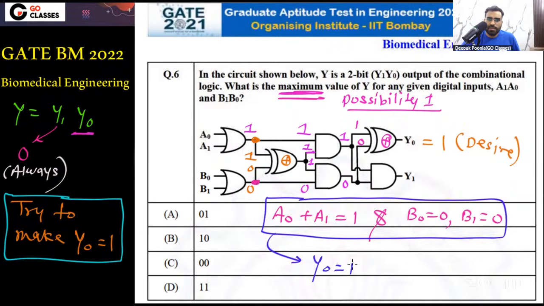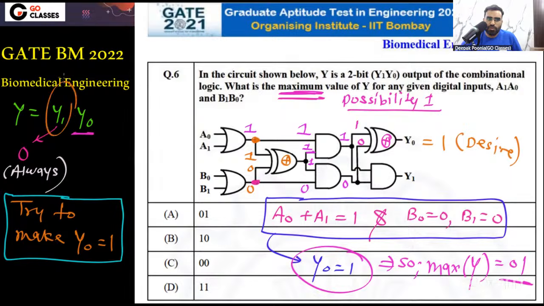That's it. If Y0 equal to 1 is possible, then the maximum value of Y, what will that be? That will be 0, 1. Okay, is this clear? Because already you know Y1 is 0 and Y0 equal to 1 is possible. So the maximum value of Y is 0, 1. Here the answer will be option A. Okay, I hope you understood.